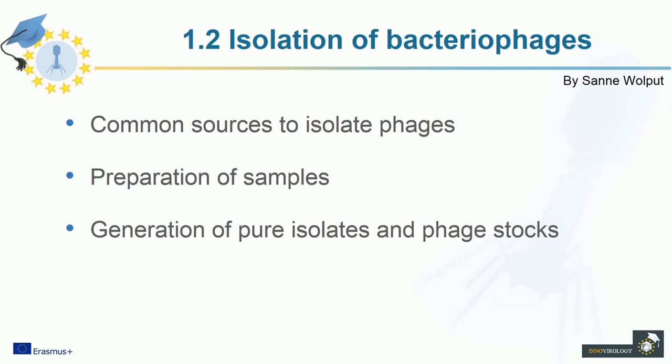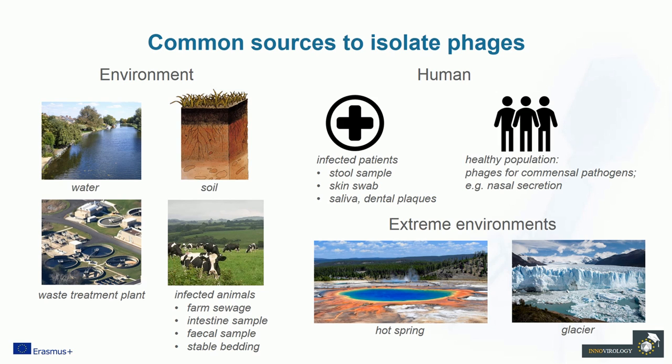In this lecture, I will discuss where and how to isolate phages and how to obtain pure isolates and stocks. Phages can be found everywhere in the environment. Water is a common isolation site. High concentrations of phages are present in seawater, freshwater, and waste treatment plants.